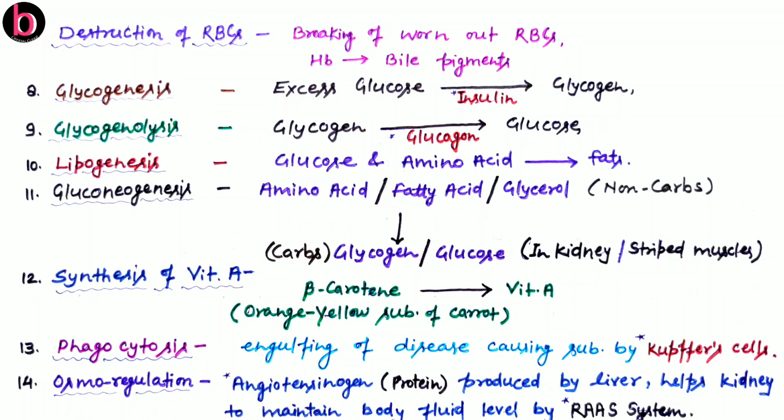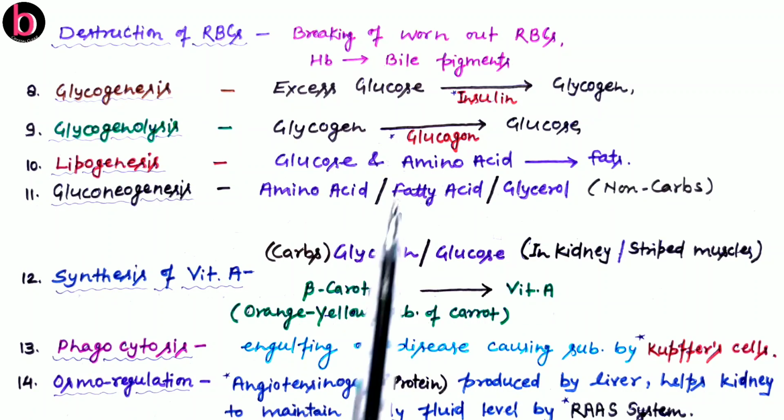The next one is destruction of RBC. We earlier discussed RBCs which have completed their lifespan. In the human body, the lifespan of RBCs, red blood cells or erythrocytes, is nearly 120 days. After those 120 days, they get degenerated or disintegrated. Now these damaged RBCs are further sorted out by the liver.